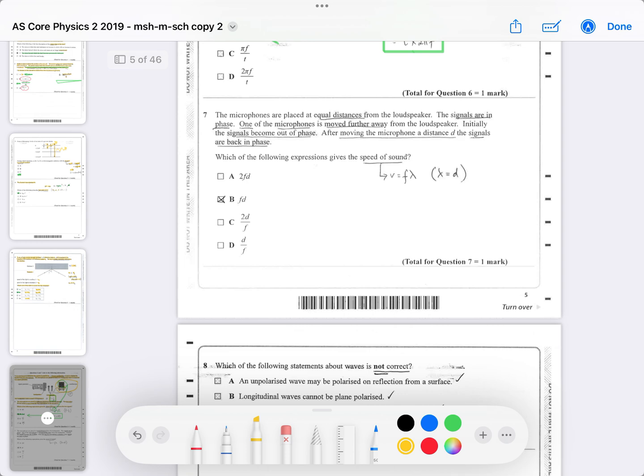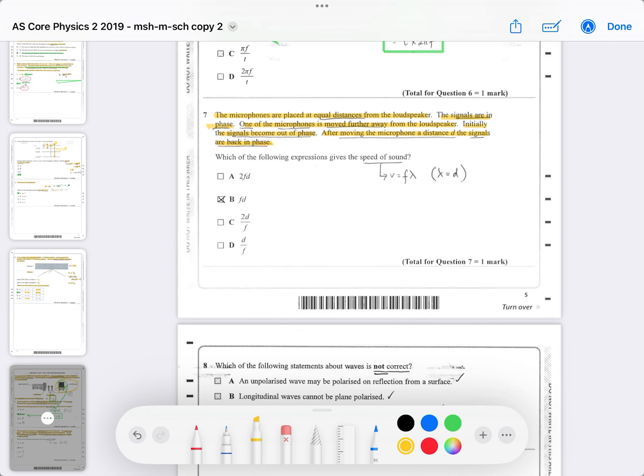Question 7. The microphones are placed equal distances from the loudspeaker, and the signals are in phase. Okay, obviously because they travel the same distance. One of the microphones is then moved further away from the loudspeaker. Initially, the signals are out of phase. Yeah, because if you change the distance, they will be out of phase unless you move a whole wavelength or a whole period ahead. After moving the microphone a distance d, the signals are back in phase.